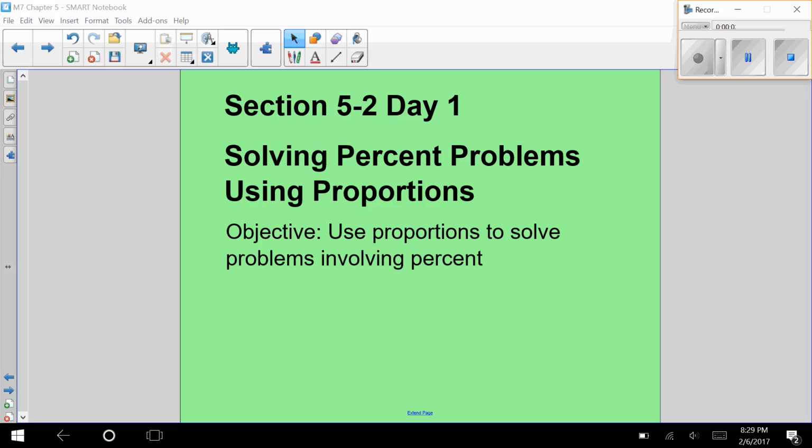This is section 5.2, day 1, solving percent problems using proportions. Our objective today is to use proportions to solve problems involving percent.